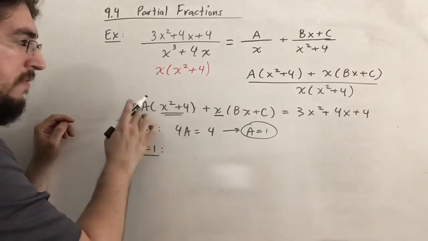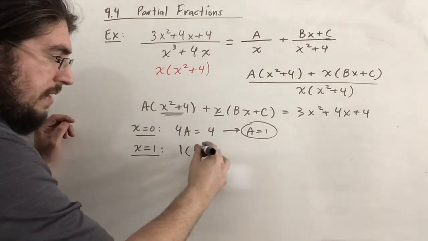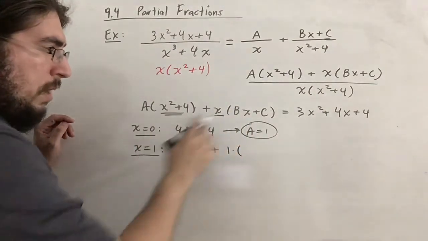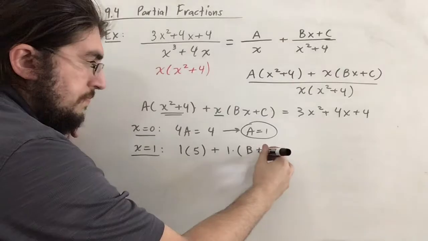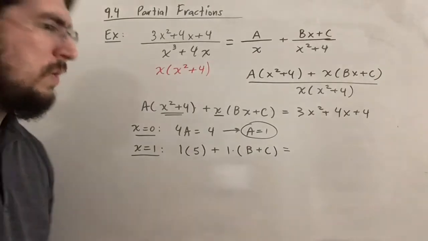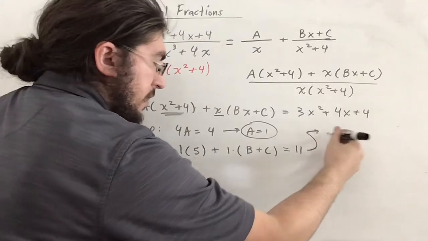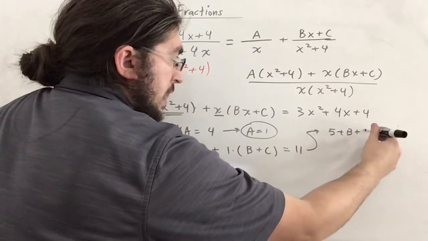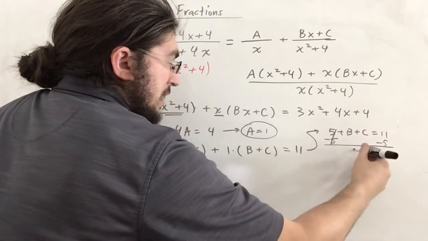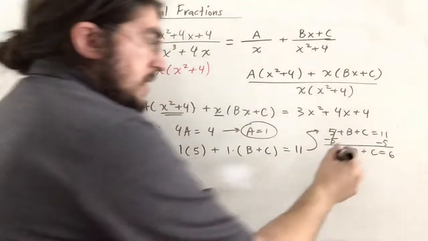So when x is 1, we have 1 for a times 1 squared plus 4, which is 5. Good. Plus 1 times b is b, plus c is just b plus c. We plug in 1 here, we'll get 3 plus 4 plus 4, which is 11. So in total, we get 5 plus b plus c is equal to 11. If you subtract 5, you'll get that b plus c is 6. Great. So that's one equation.